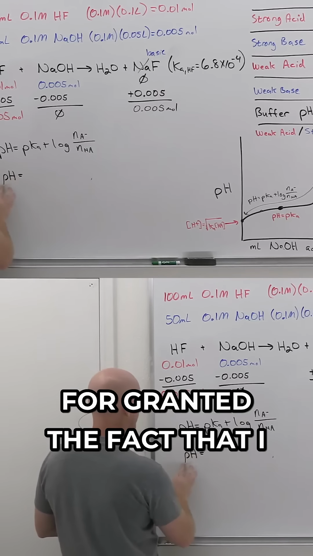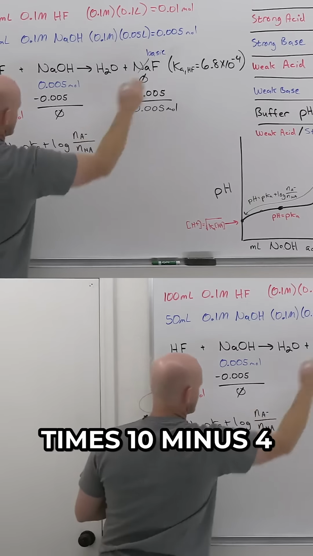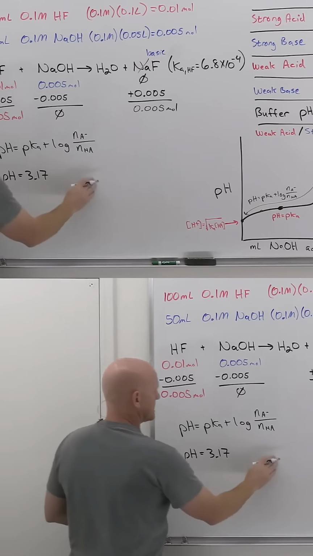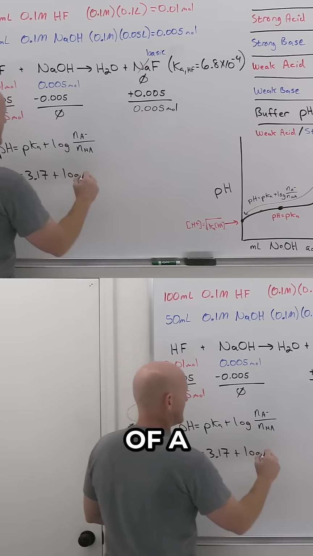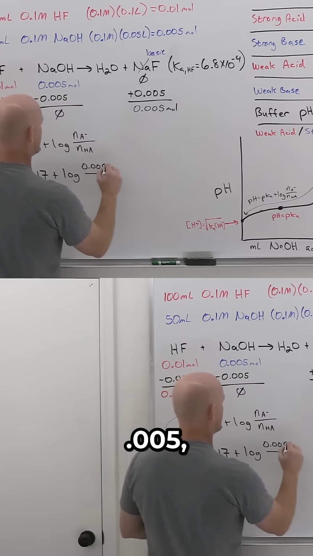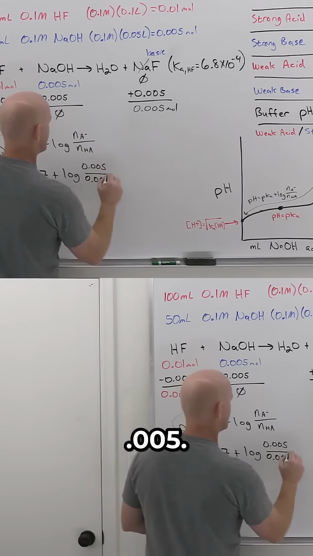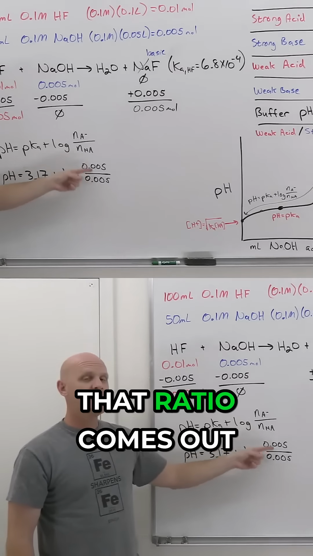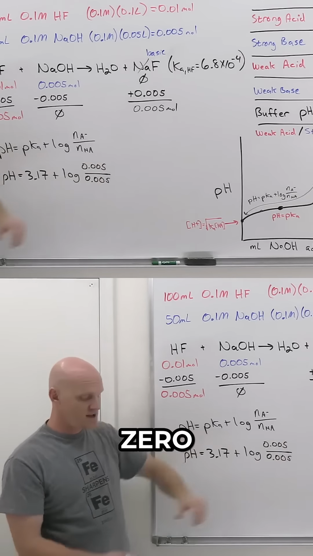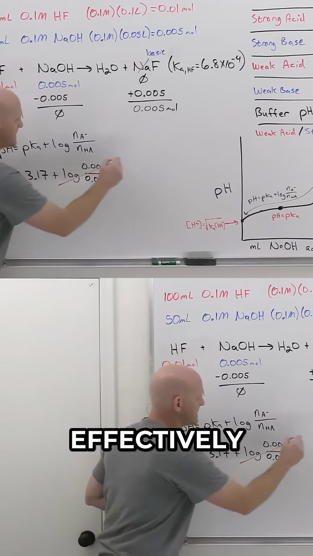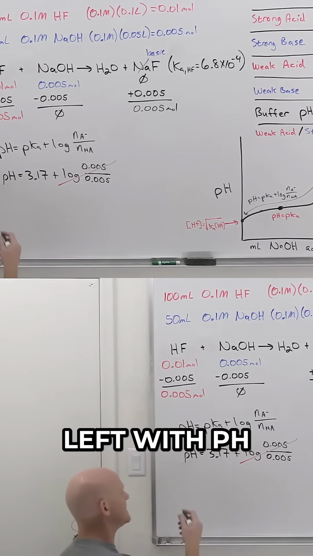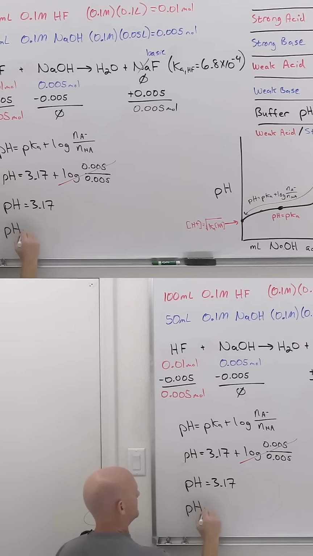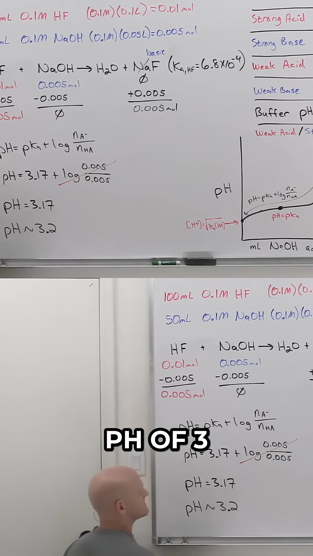So I'm just going to take for granted the fact that I already calculated out the negative log of 6.8 times 10 to the minus 4 to get 3.17, i.e. approximately 3.2. But in this case then, plus log of A minus over HA, that's going to be 0.005 over 0.005. So, when your A minus and HA concentrations or moles are equal, that ratio comes out to 1, and the log of 1 is 0. And this term effectively cancels out. And you're just going to be left with pH equal to 3.17, which I'm just going to round to 1 decimal place, pH of 3.2.